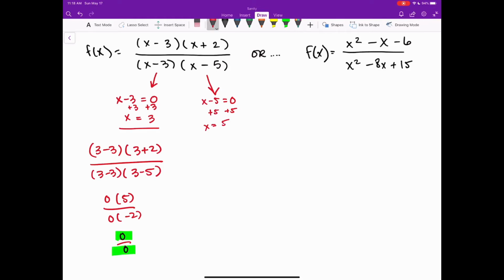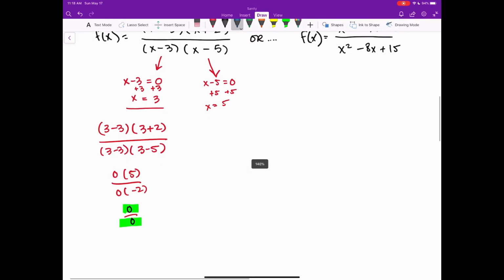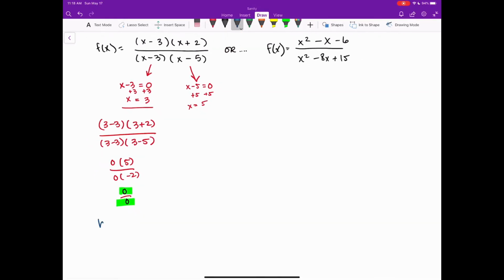Therefore, there has to be a hole in the graph. So I'm going to write this at the bottom. There has to be a hole in the graph at the value x equals 3, all right? And I can see that very easily just by looking at the function, because there's an x minus 3 and an x minus 3 on the top and the bottom.